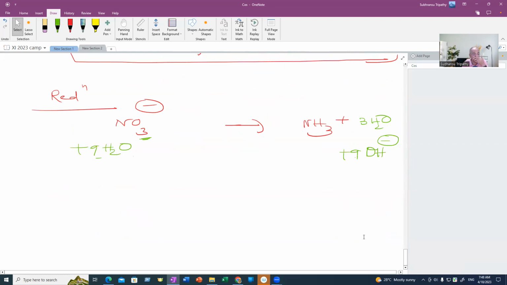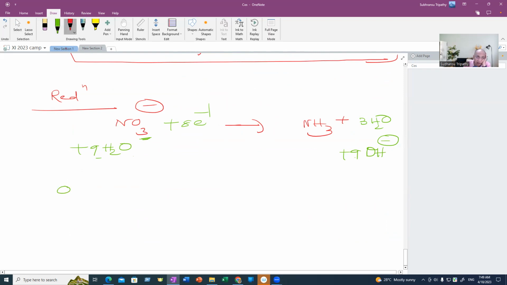Tell me, this is reduction. The electron will appear in the left side. So here the total charge is -1 because water is neutral. Here total charge is -9. So you have to add 8 electron so that the total charge is -8, -1, -9, and here also -9. These two are neutral. So we have completed the reduction step.